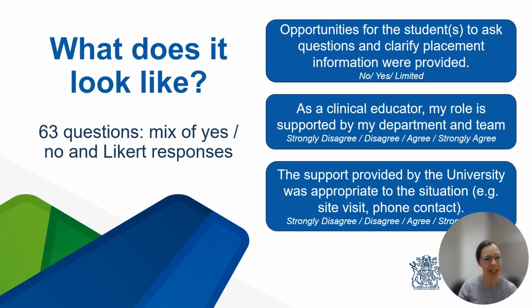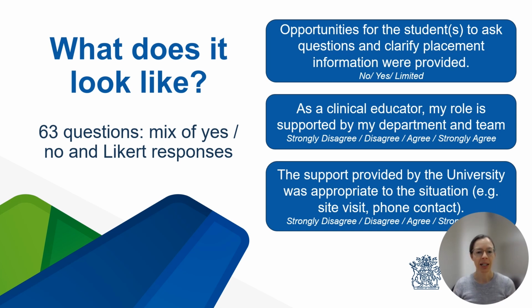So what does it look like? The educator version is made up of 63 questions. The questions are rated either on a yes, no, unsure scale or on an agreement scale from strongly disagree to strongly agree. So for example, the yes-no scale is used to respond to questions like, opportunities for the students to ask questions and clarify placement information were provided.